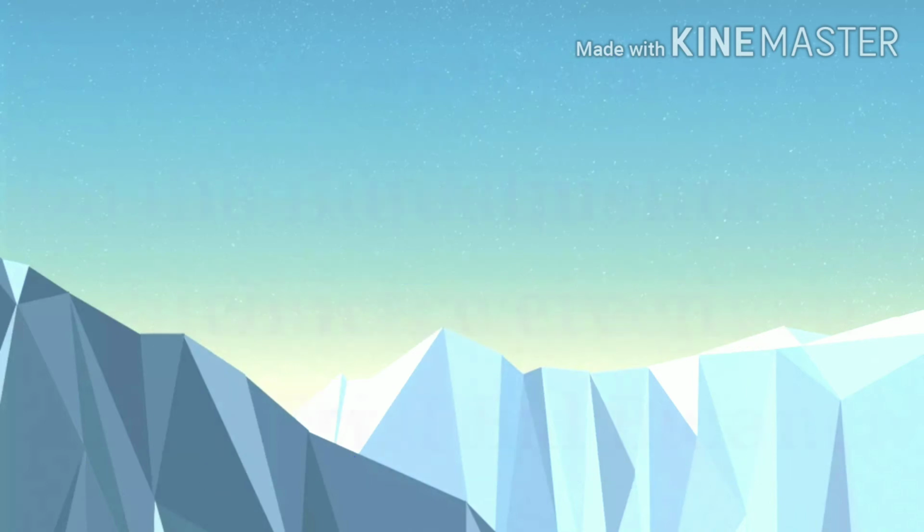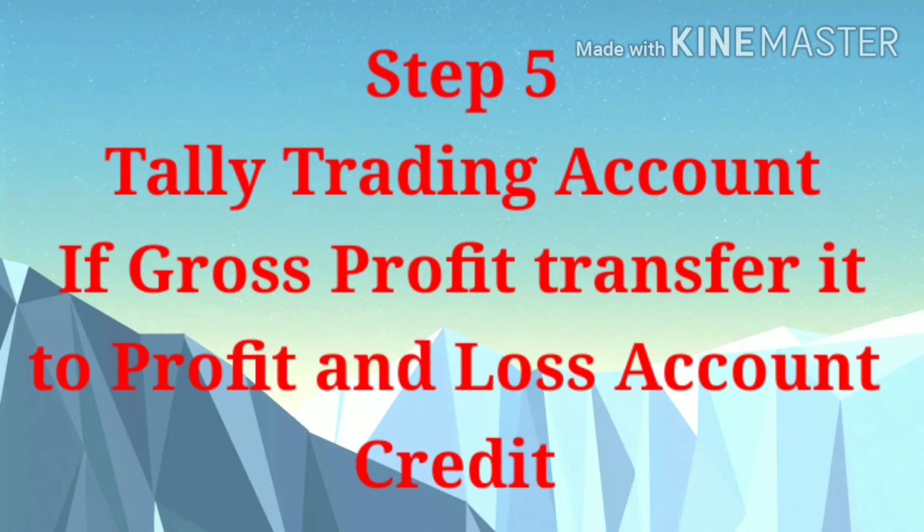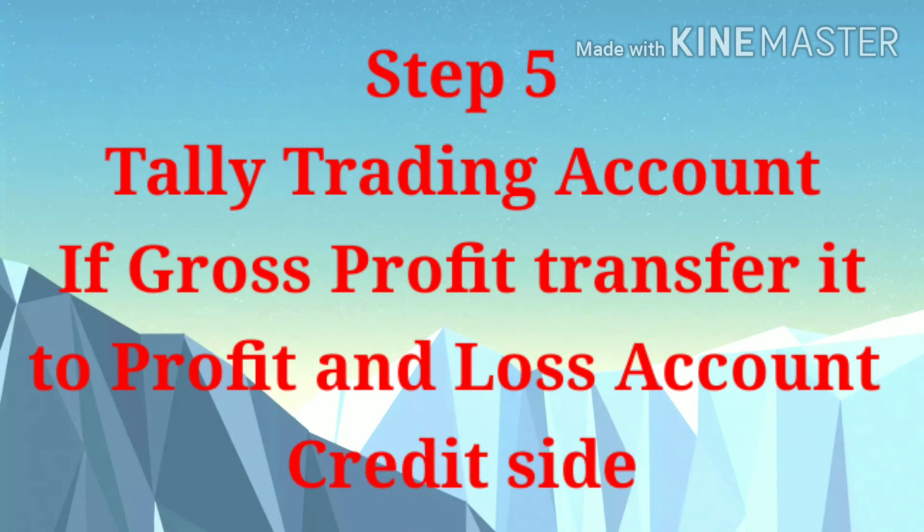Then step 4, after transferring all these balances to the respective accounts, do the adjustments given below the trial balance. Then step 5, tally the trading account first. After tallying the trading account, if the credit side total is more than the debit side, it shows the gross profit, which is to be transferred to the credit side of the profit and loss account, and vice versa.